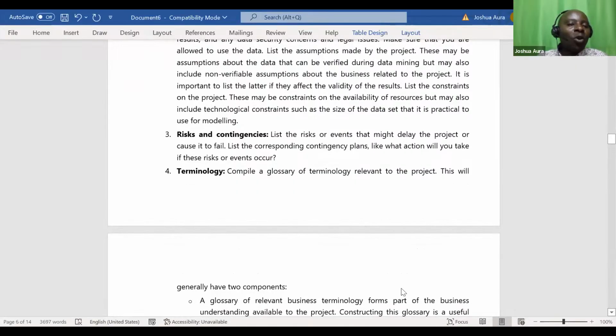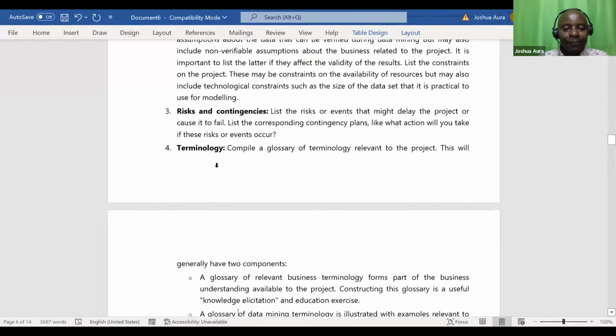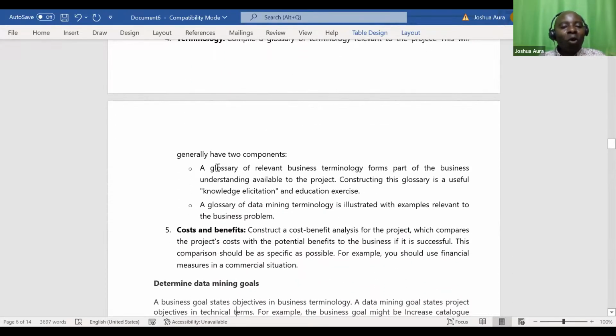Risks, it's very important. What may go wrong? List the risks or events that might delay the project or cause it to fail. List the corresponding contingency plans, like what action will you take if the risks or events occur. Terminology, it is good to have lists of, for example, abbreviations, the glossary, very important, right? You must do a cost-benefit analysis. Cost-benefit analysis, how much will it cost us? What is the value that we shall derive? Remember, one of those 5 V's is the value. What value are we going to derive out of this data mining?